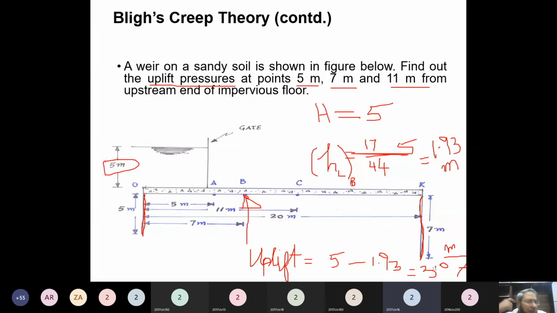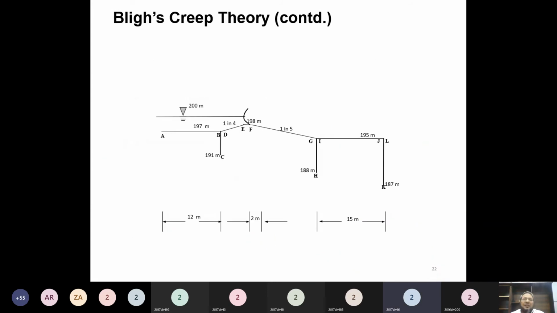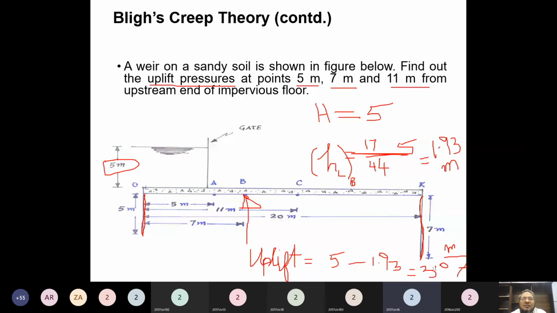To compute the uplift pressures or residual pressures on a hydraulic structure using Bligh's creep theory. Okay, now this is the next problem. Excuse me, sir, in Bligh's theory we are not considering the layers of soil either; if you go up to 10 meters, many layers of soil can come. No, that is not being considered. Only the creep length is considered, and horizontal creep length or vertical creep length, they are equal.